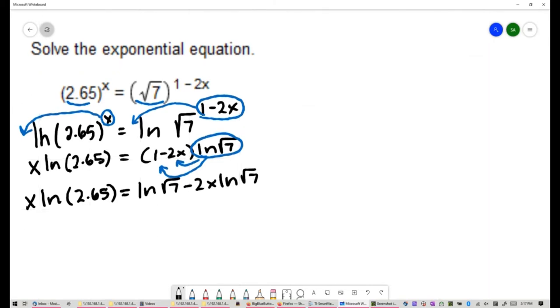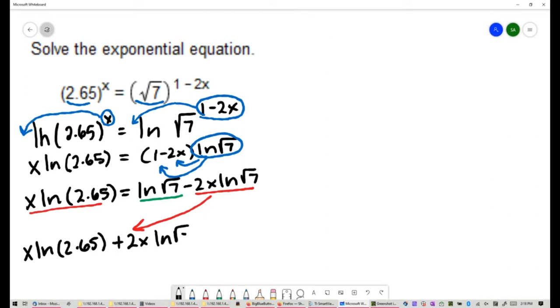So now I want to start grouping like terms together. I'm going to group the x terms onto one side of the equation and the terms without x on the other side. So these two have an x in them. I want them on the same side, so I'll move it to the left. And this term doesn't have a variable in it, so I'll leave it on the right-hand side. That's going to give x natural log of 2.65 plus 2x natural log square root of 7 equals natural log square root of 7.